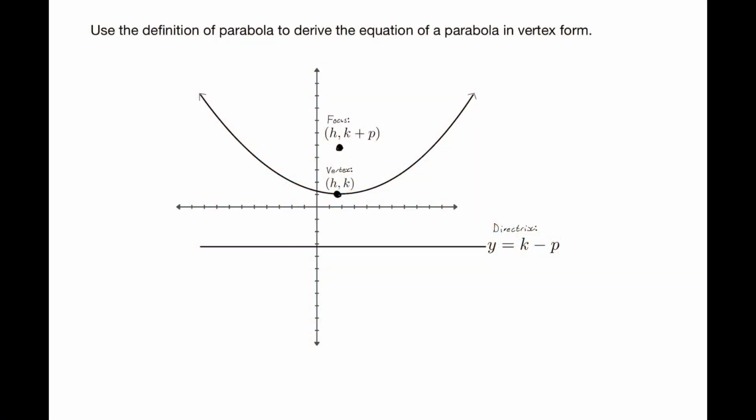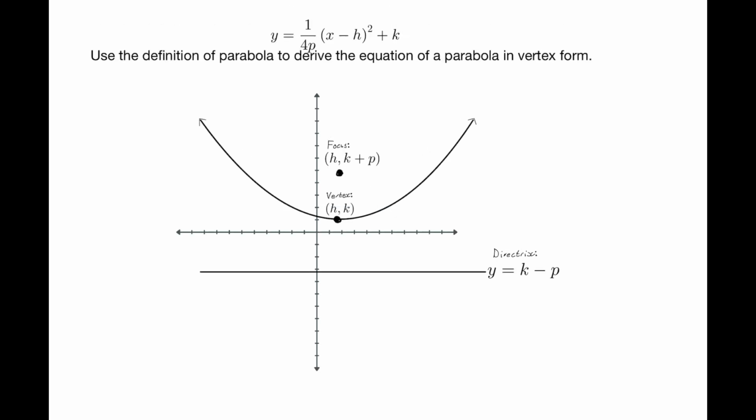In this video, we want to use the definition of a parabola to derive the equation of a parabola in vertex form. So remember, first of all, that the equation of a parabola in vertex form is going to be given by y equals 1 over 4p times (x minus h) squared plus k. So that's the equation we want to get at the end.